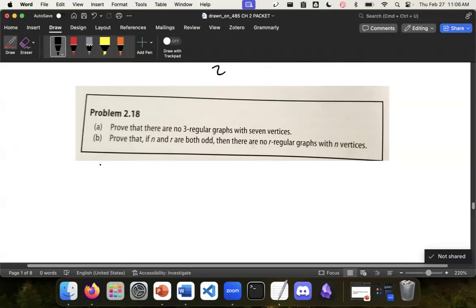So if, let's say, this half of the classroom wants to prove A and this half wants to prove B, you can talk to each other and then write one up on the board, and then we'll talk about it.